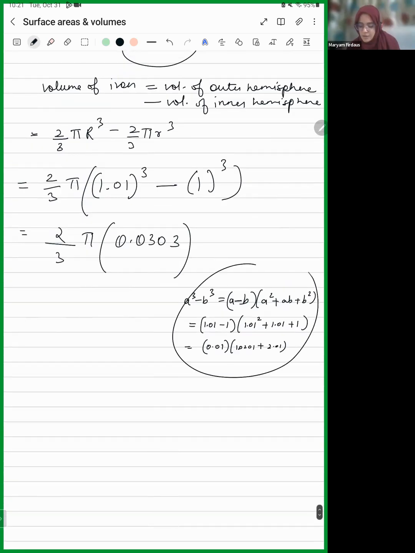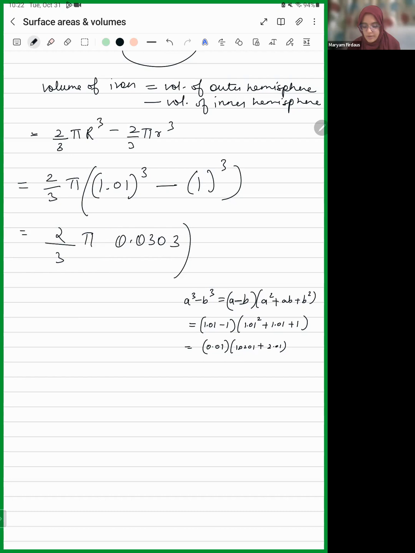Acha, this one. No, see, it can't be 2 point something, na? Because over here it is minus. So just think about it. It is 1 point something whole cube minus 1 whole cube, so it's obviously going to be less than 1 itself, right? So just recheck your formula.